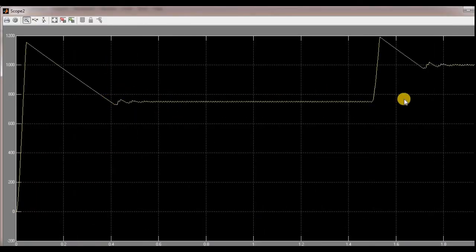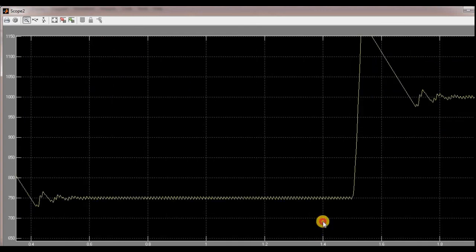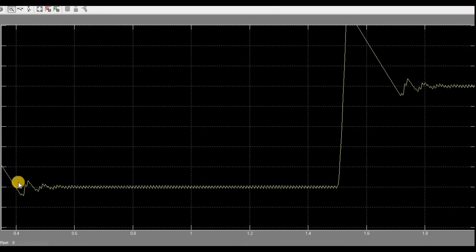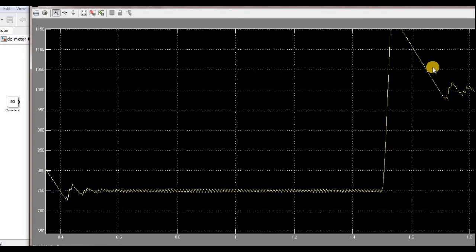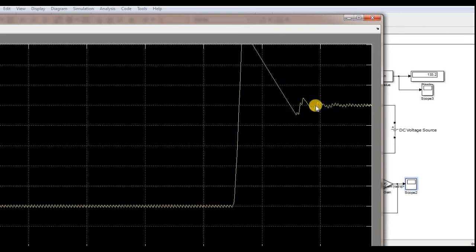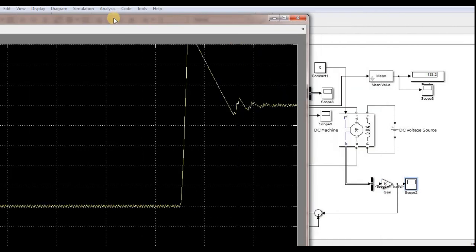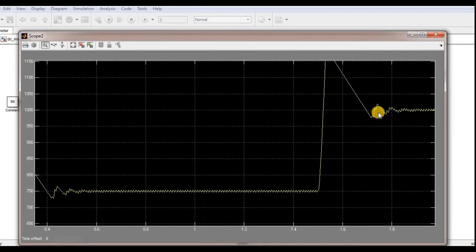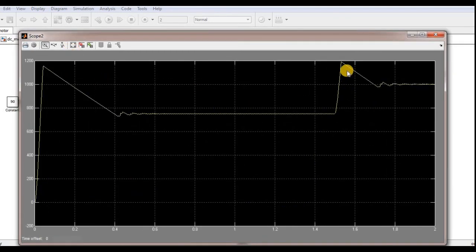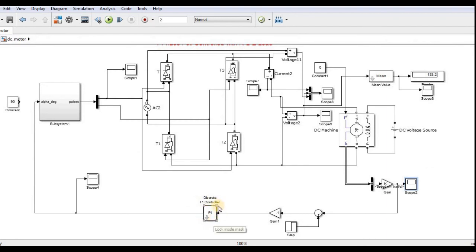See, up to 1.5 seconds, my speed is like 750. After 1.5 seconds, my speed is 1000. It is settling at 1000 RPM. See, this is the 1000. So initially 750 and after that 1000. It is taking some transient time and peak overshoot. This can be reduced by changing the KP and KI.